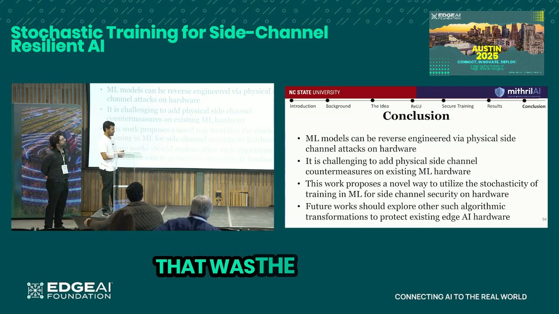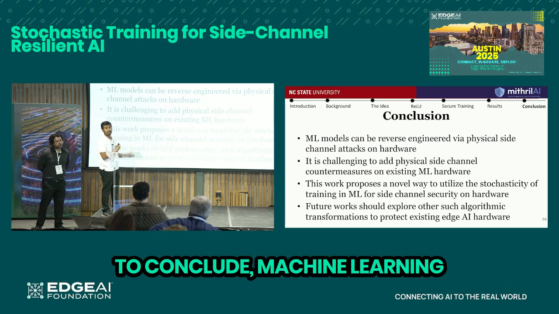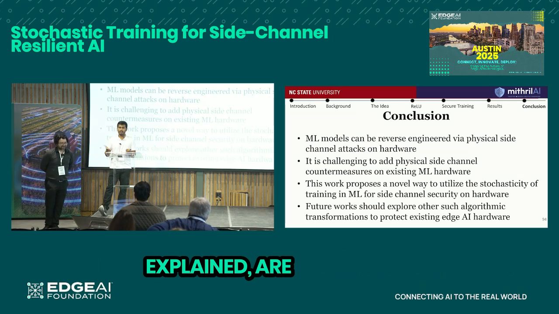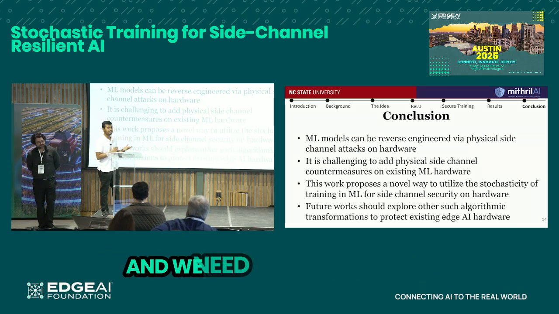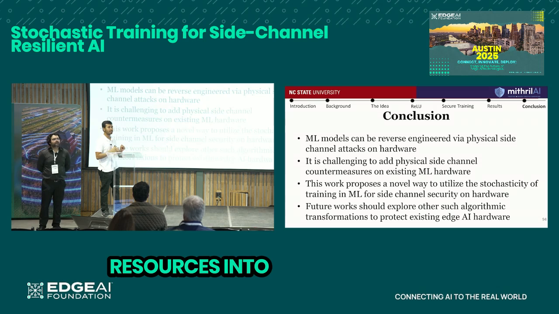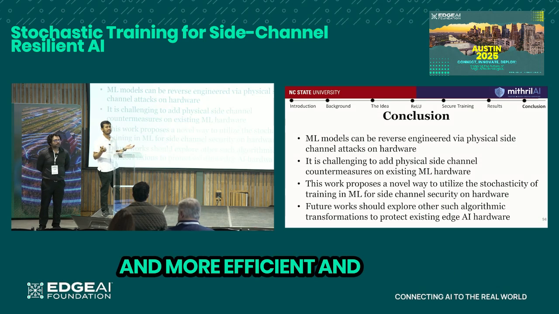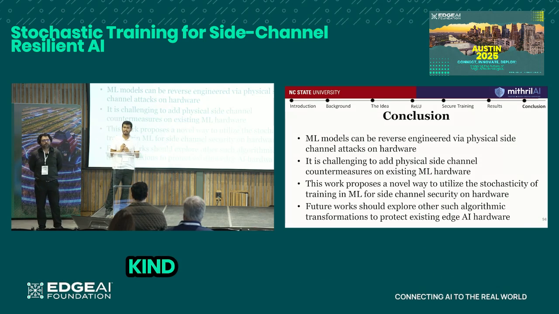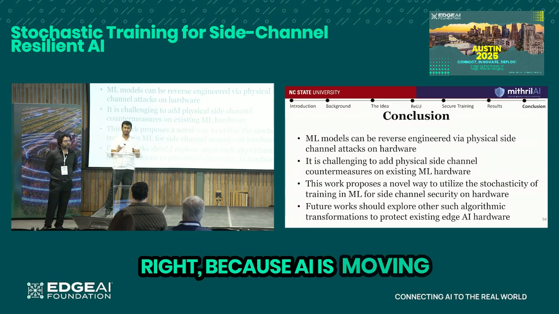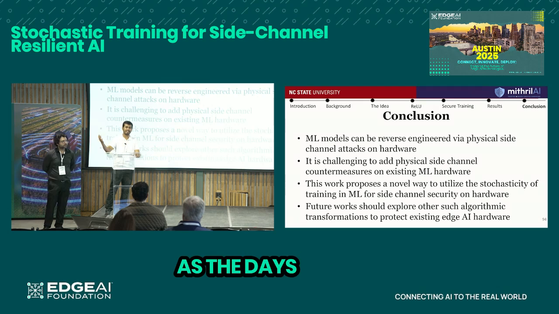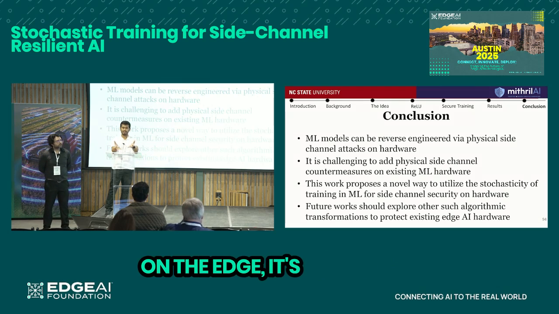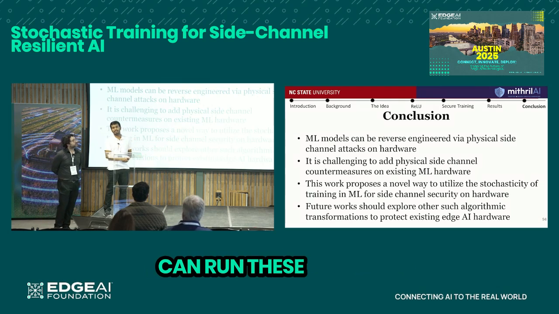And yeah, that was the final slide. To conclude, machine learning models, as my advisor already explained, are vulnerable to side channel attacks, and we need to invest all our resources into developing more and more efficient and robust techniques to provide some kind of side channel defense, right? Because AI is moving towards the edge as the days pass by. And if it's moving to the edge, it's physically accessible and anybody can run these attacks.